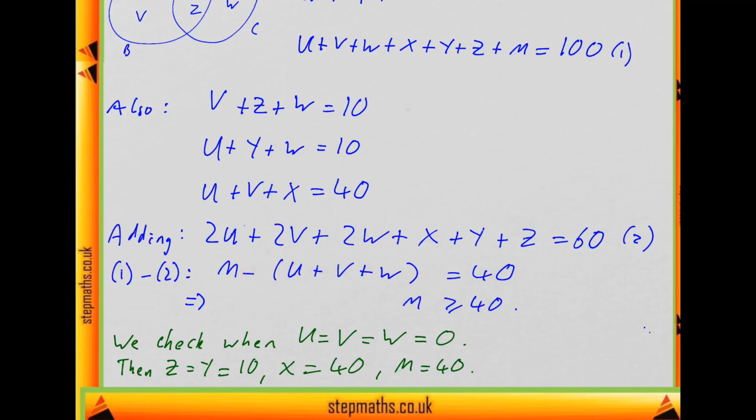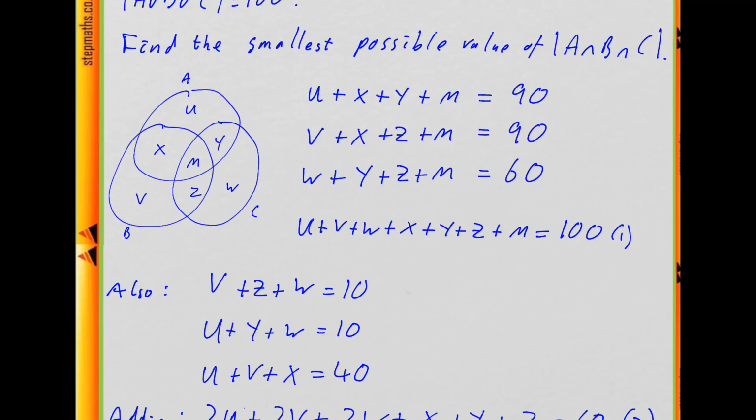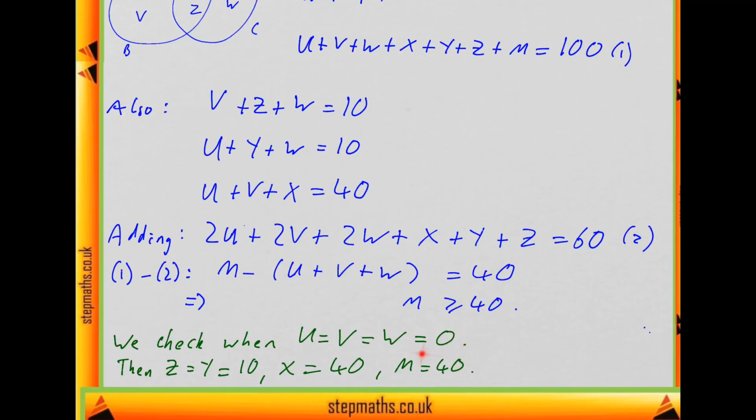And let's go back and check that those satisfy our initial equations, the initial ones we were given. This becomes 0 plus 10 plus 40 plus 10 plus 40 is 90. This becomes 0 plus 40 plus 10 plus 40 is 90. This becomes 0 plus 10 plus 10 plus 40 is 60. And this becomes 0 plus 40 plus 10 plus 10 plus 40 is 100. So all of those work, and therefore we've shown that M equals 40 is a possibility, and therefore because of this equation it is the minimum we can achieve. So 40 is possible, and therefore 40 is the minimum.